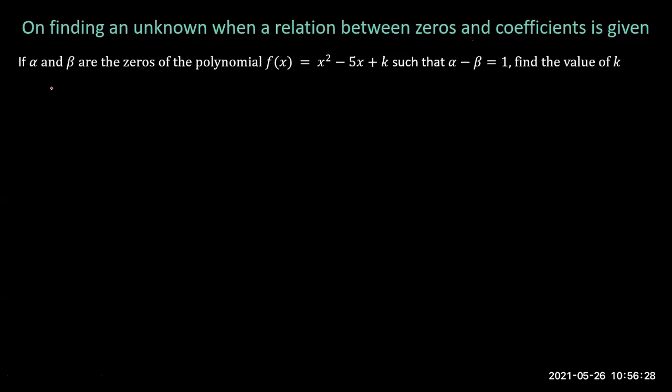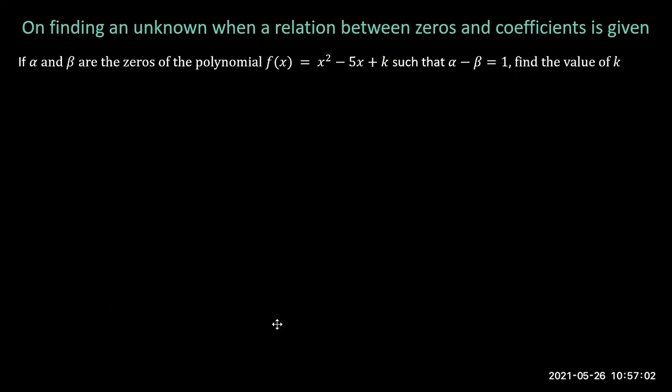The first example: if alpha and beta are the zeros of the polynomial f of x equal to x square minus 5x plus k, such that alpha minus beta equal to 1. This is an important expression. Alpha minus beta equal to 1 is given. Now find the value of k.